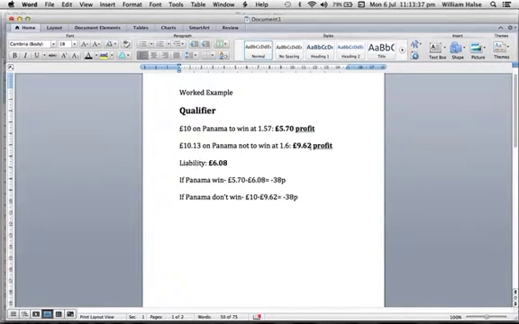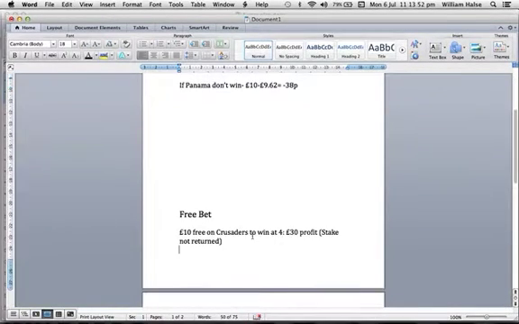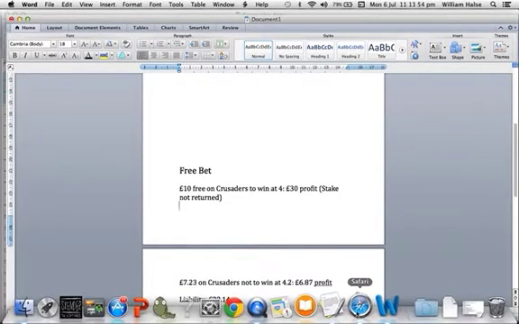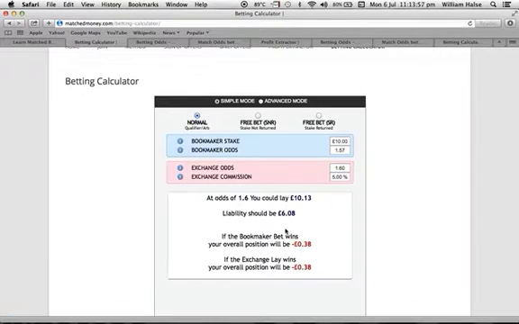However, we take away 5%, so it's £9.62 profit, which means that it's £10 minus £9.62, which gives us a 38p loss. So then we can move on to our free bet.